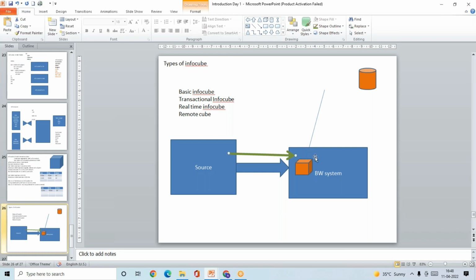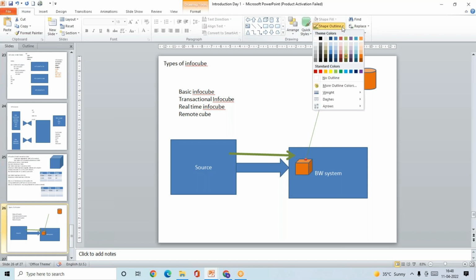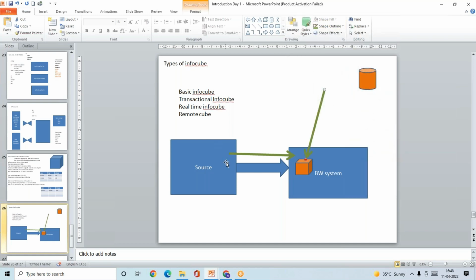Okay. The real-time InfoCube, the remote cube, is just a structure. It doesn't hold any data physically. Whenever we generate a report on this InfoCube, at that point of time, the data will be extracted from the source system.